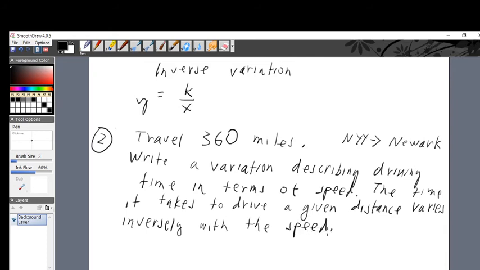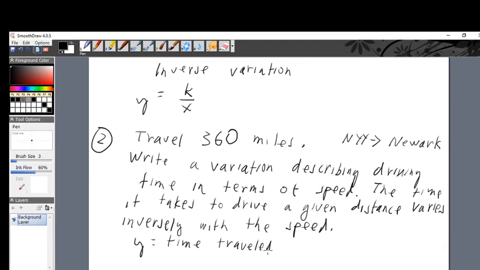It makes a lot of sense. You've got the same amount of miles you're traveling. If you go faster, it's going to take less time. If you go slower, it's going to take more time. Okay, so what does that translate to for us? Our y is going to be equal to the time it takes, time traveled.